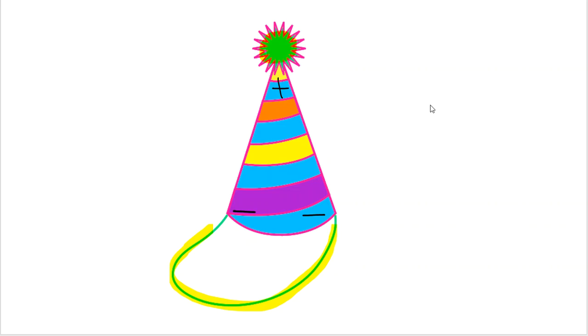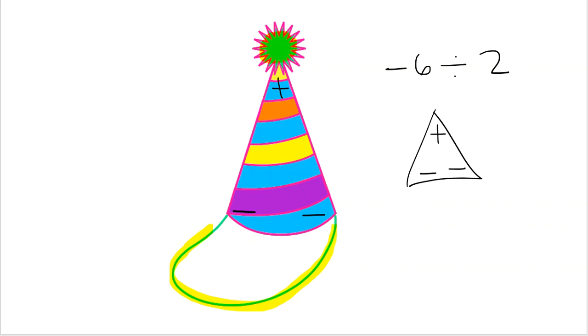Now remember, I told you that the rules for multiplying and dividing integers are the same. So let's try the party hat method with a division problem. Okay, let's say we have a -6 divided by a +2. So we have our little party hat here. This is the negative part of our hat. This is the positive part of our hat.